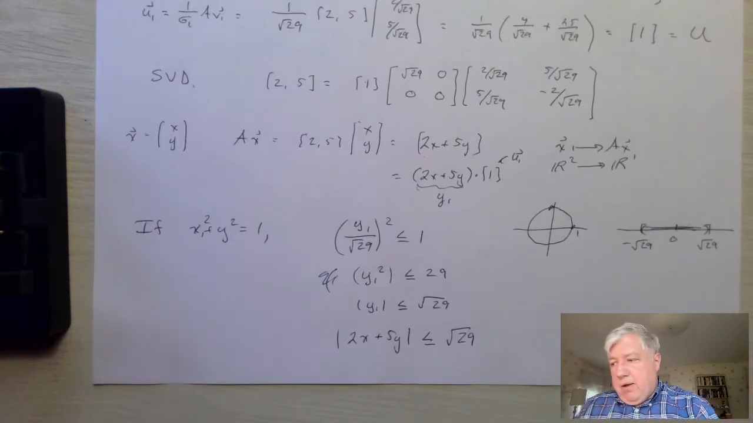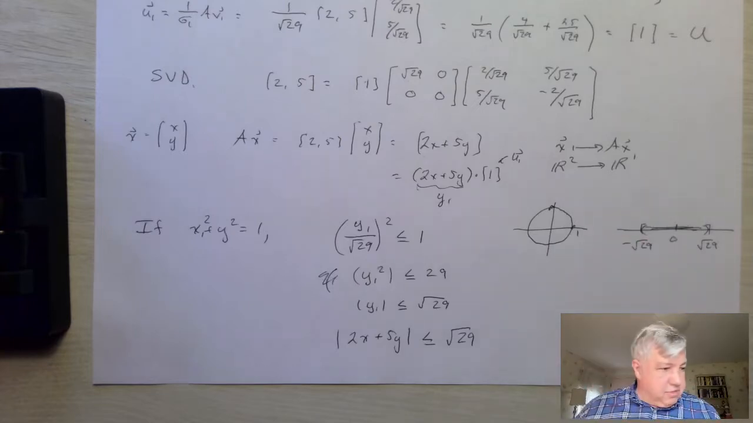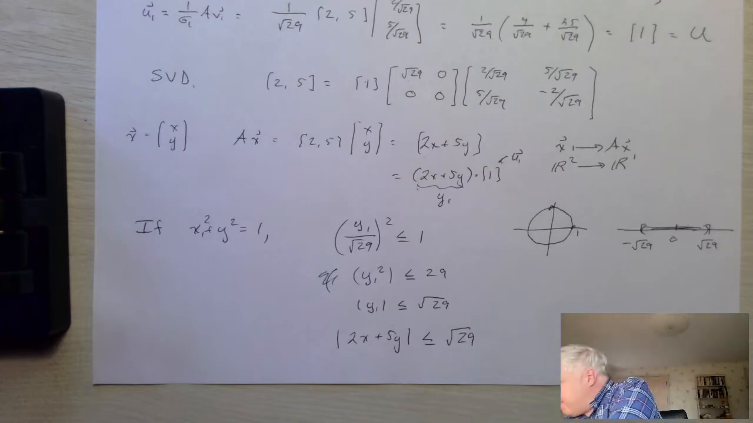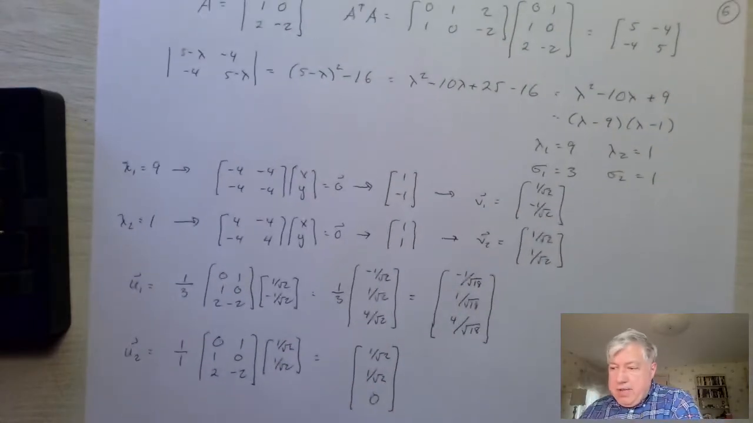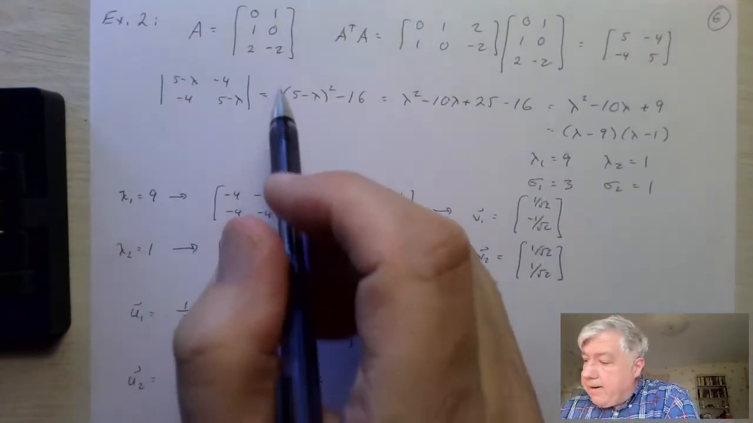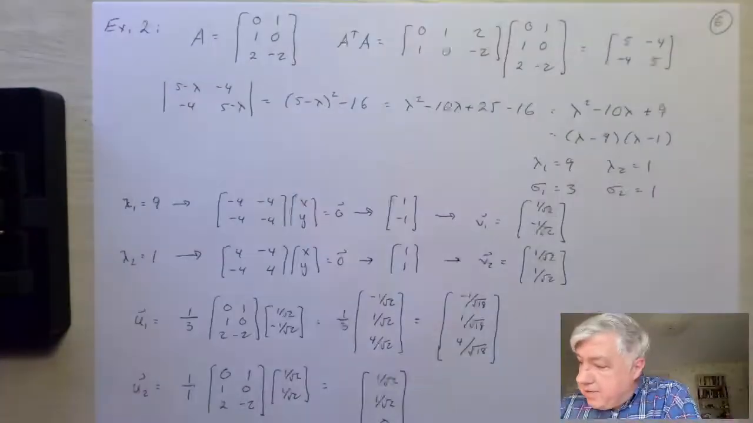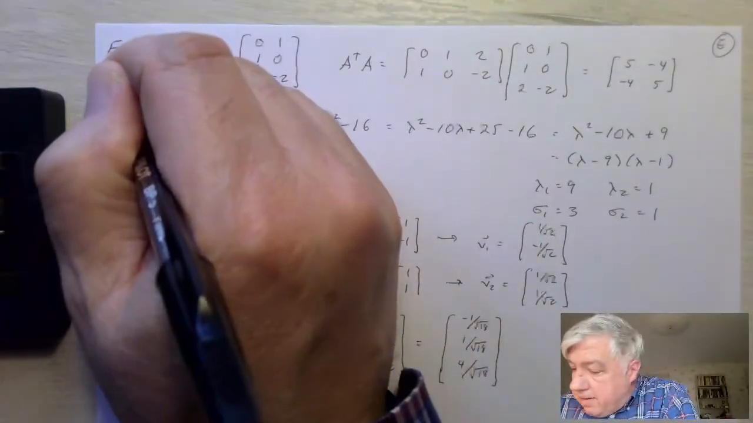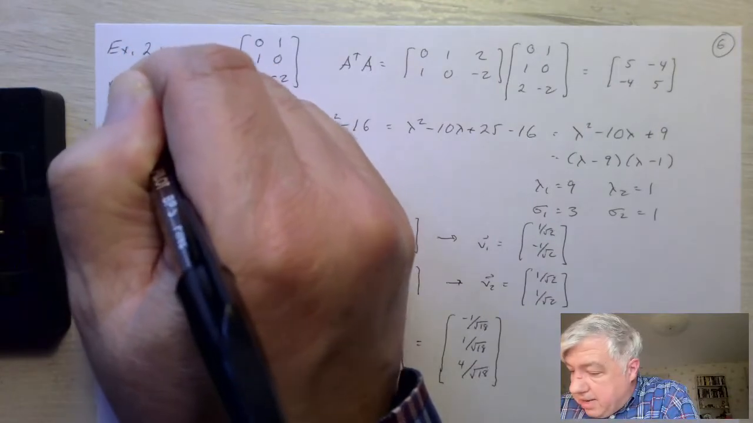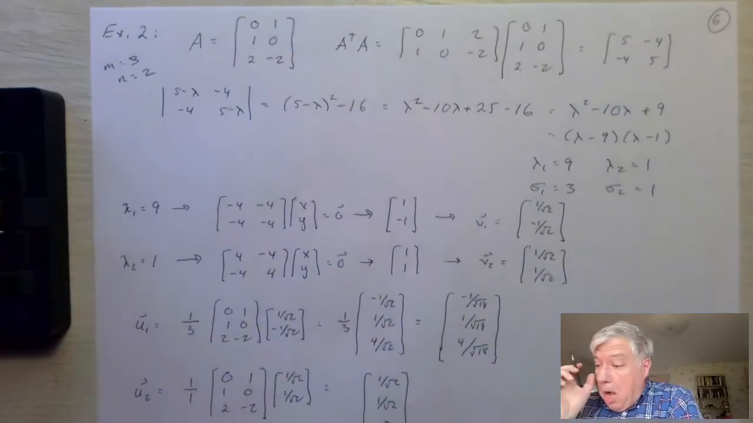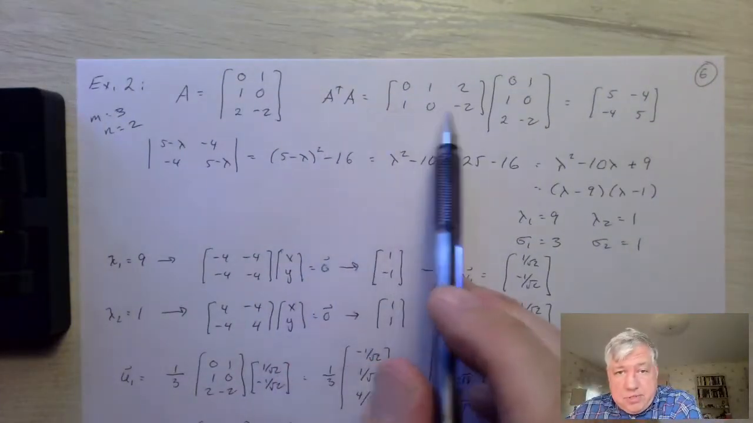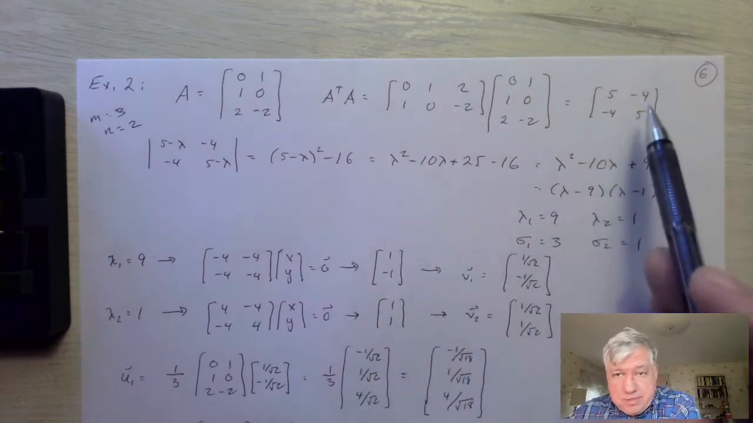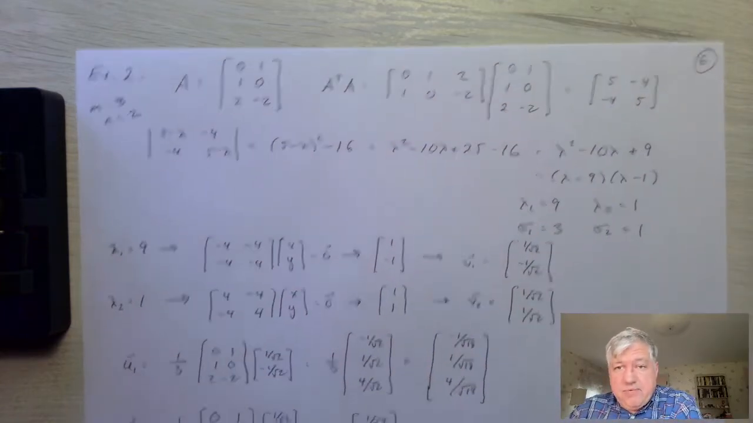Okay. All right. Let's look at maybe a slightly more interesting example, which I've already started in your notes, if you take a look. In this case we have a 3-by-2 matrix, so M is 3 and N is 2. And we computed A transpose A, and we get this 2-by-2 matrix, 5, -4, -4, 5.